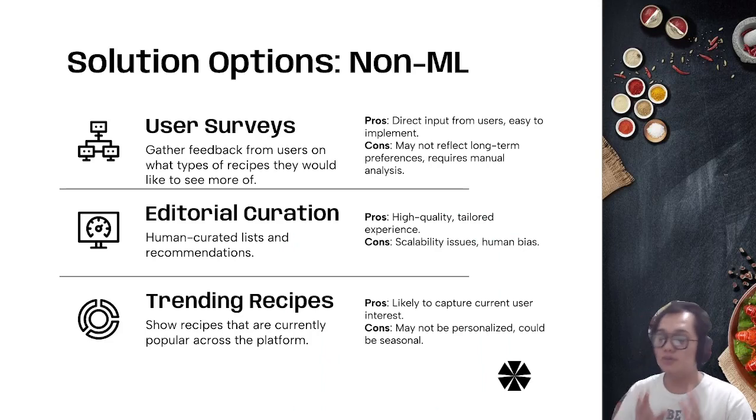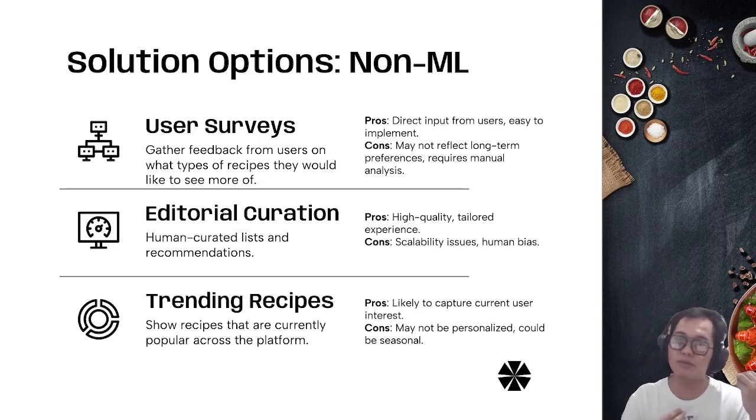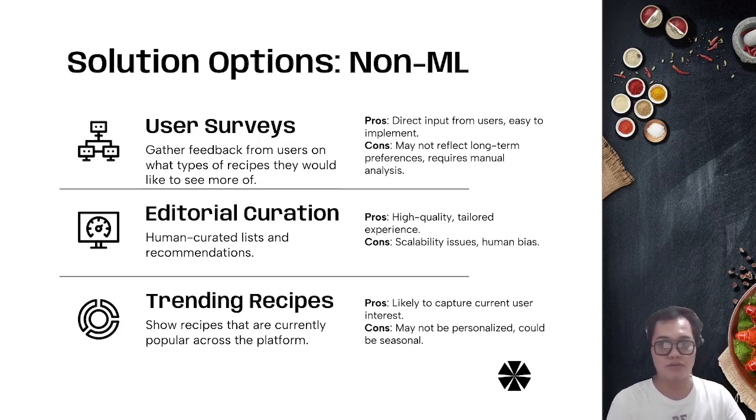All right. Actually, there are so many solutions out there, but here are some examples. Our solutions here are non-ML solutions. Number one is the user survey, where we gather feedback from the user on what type of recipe they would like to see more of. The pro is that it's direct input from the users and easy to implement. The con is that it may not reflect long-term preferences.